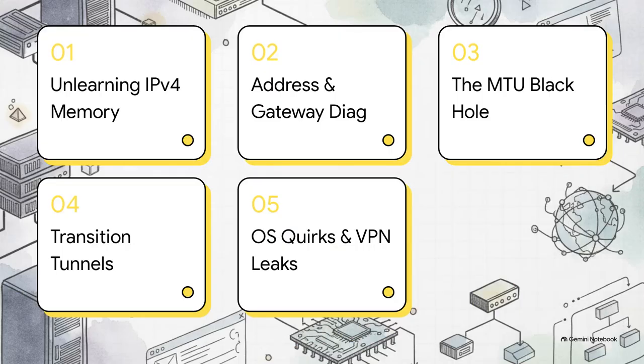All right, here's our game plan for today. We'll kick things off with unlearning that IPv4 muscle memory. Then we'll tackle address and gateway diagnostics, brave the dreaded MTU black hole, navigate some transition tunnels, and wrap up with OS quirks and VPN leaks. Let's get right to it.